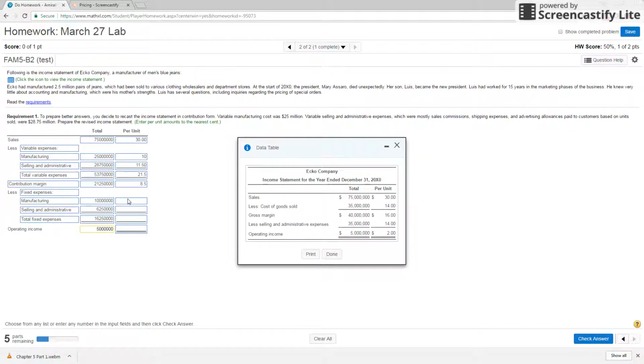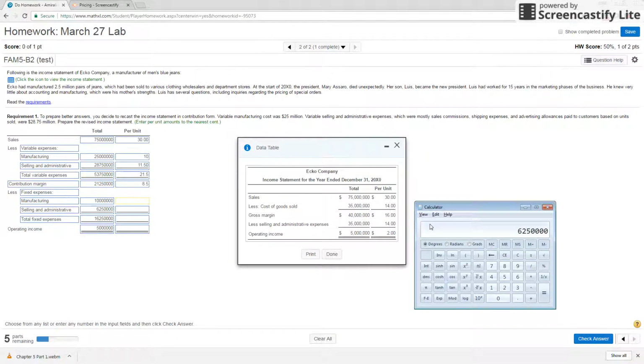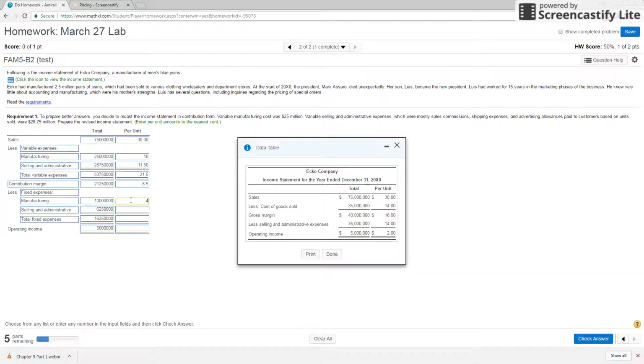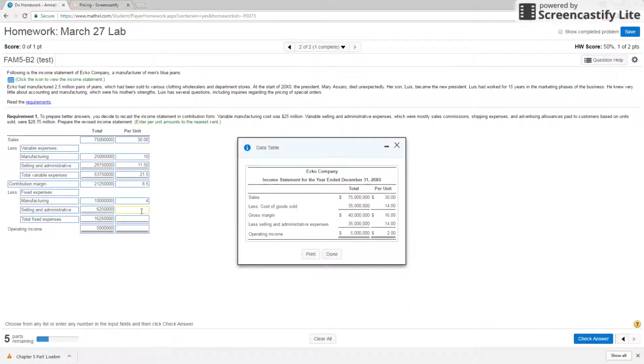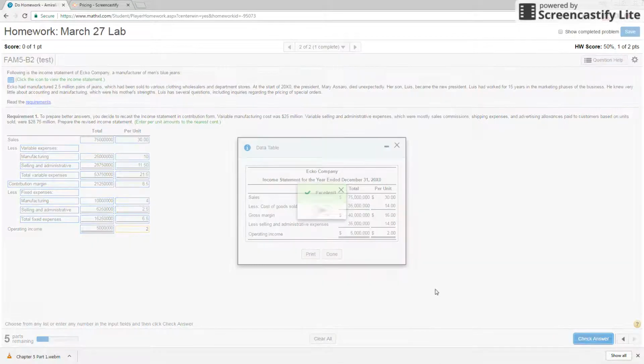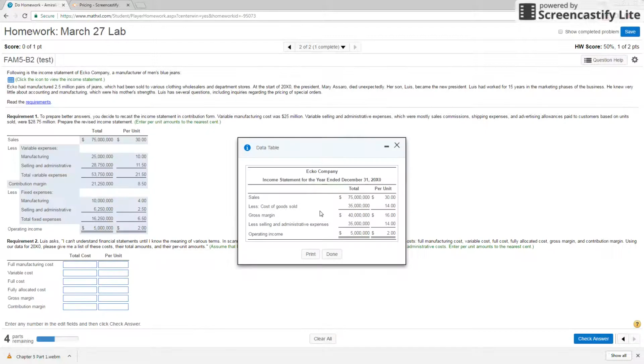So now we have to calculate the per unit. The per unit is just dividing 10 million by 2.5 million. It's $4 here. You don't need those zeros. So 6.25 million divided by 2.5 is $2.50. Add these two together and deduct this from the other one. So $2. Now we check for the answer, and that's a correct answer for this part.